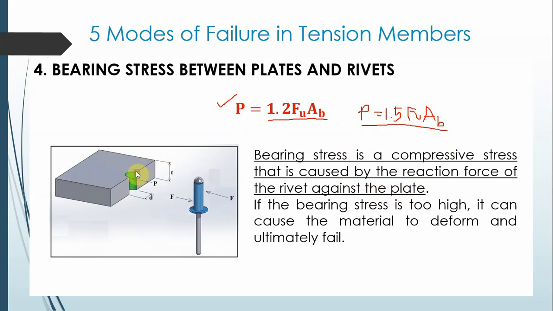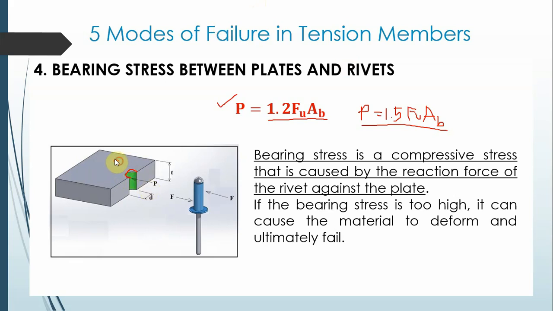So bearing stress is about the reaction force of the rivet against the plate. So basically, it's about the stress between the plate and the rivets, right? As assumed, the force that acts against the rivets is equal.